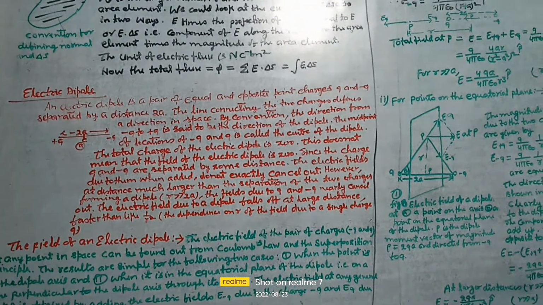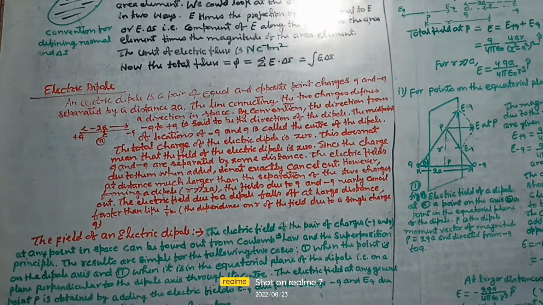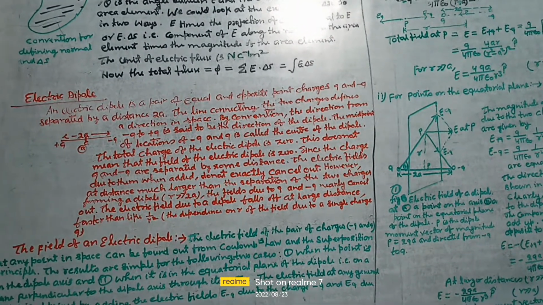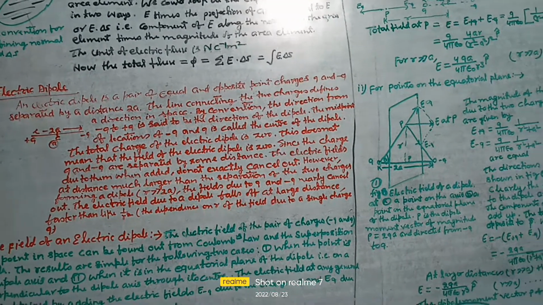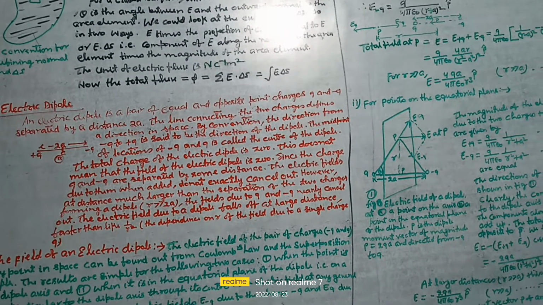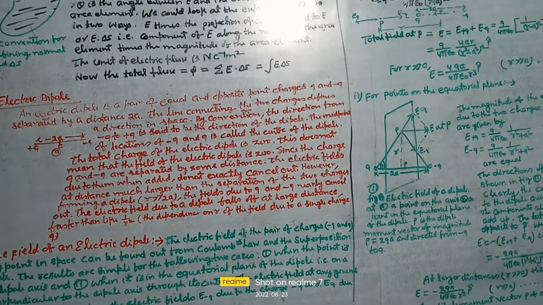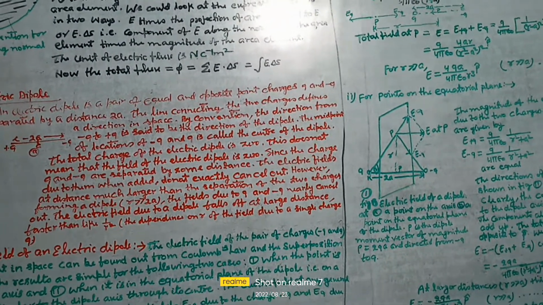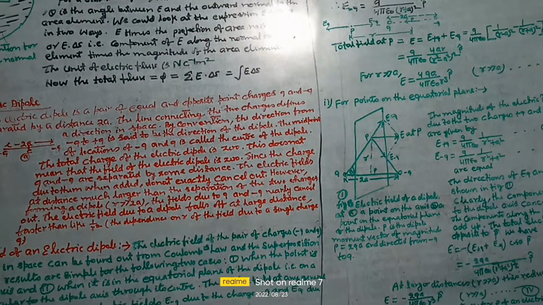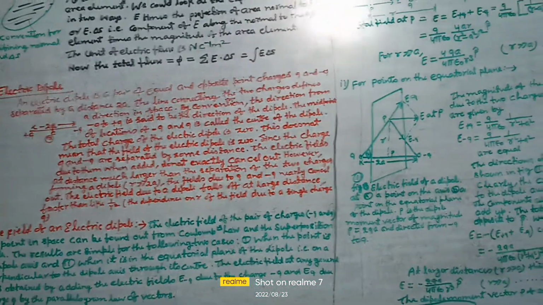The electric field of the pair of charges minus q and q at any point in space can be found out from Coulomb's law and the superposition principle. The results are simple for the following two cases: when the point is on the dipole axis, and when it is in the equatorial plane of the dipole. It means on a plane perpendicular to the dipole axis through the center. The electric field at any general point P is obtained by adding the electric field E minus q due to the charge minus q and E plus q due to the charge q by the parallelogram law of vectors.